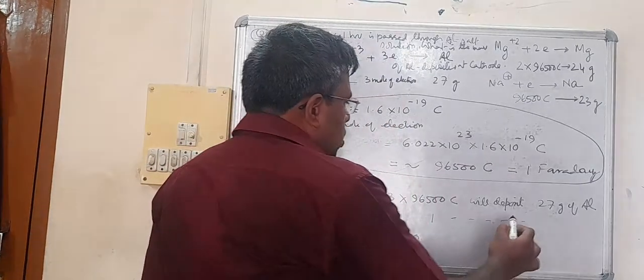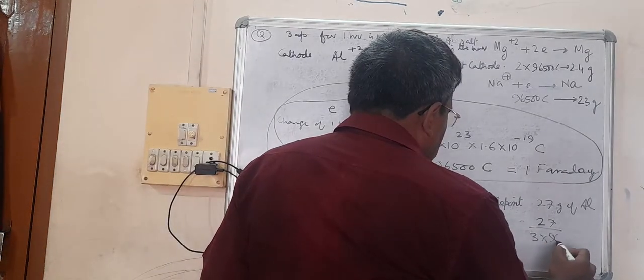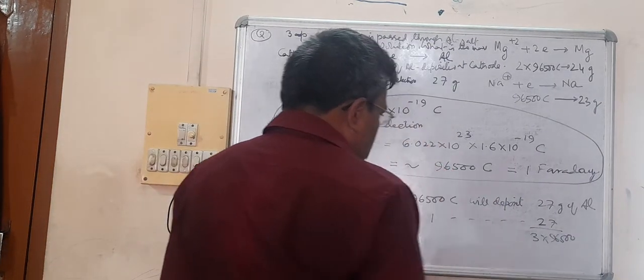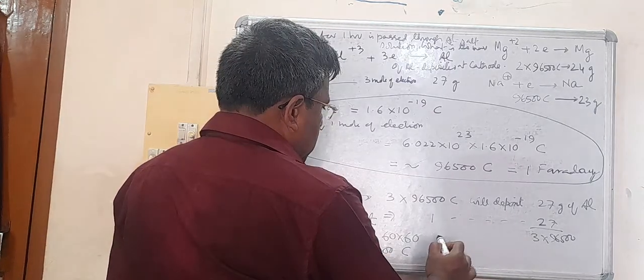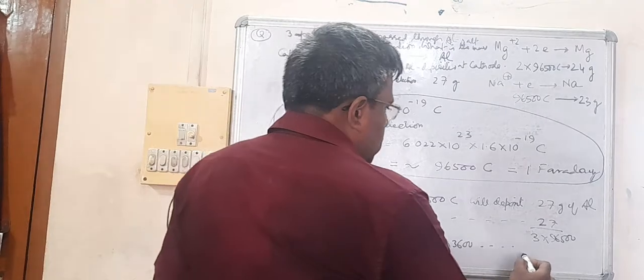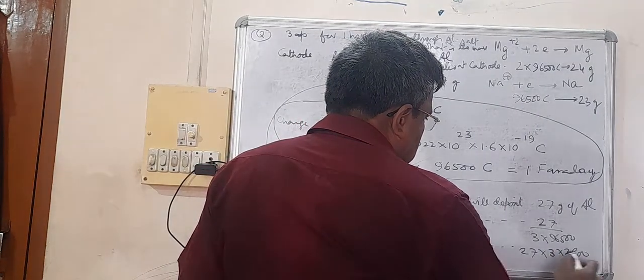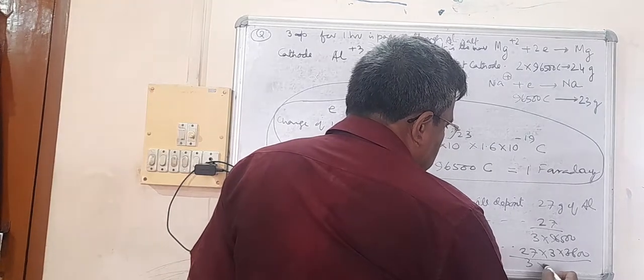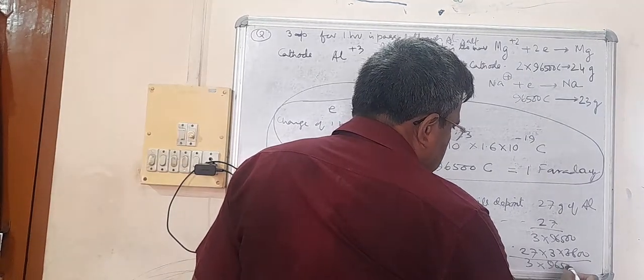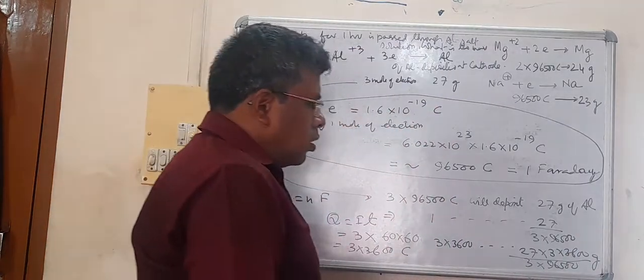We can do the unitary method. 1 coulomb will deposit 27 by 3 into 96500 gram of aluminum. So this much will deposit 27 into 3 into 3600 by 3 into 96500 gram of aluminum. So simplifying this one, you get the answer.